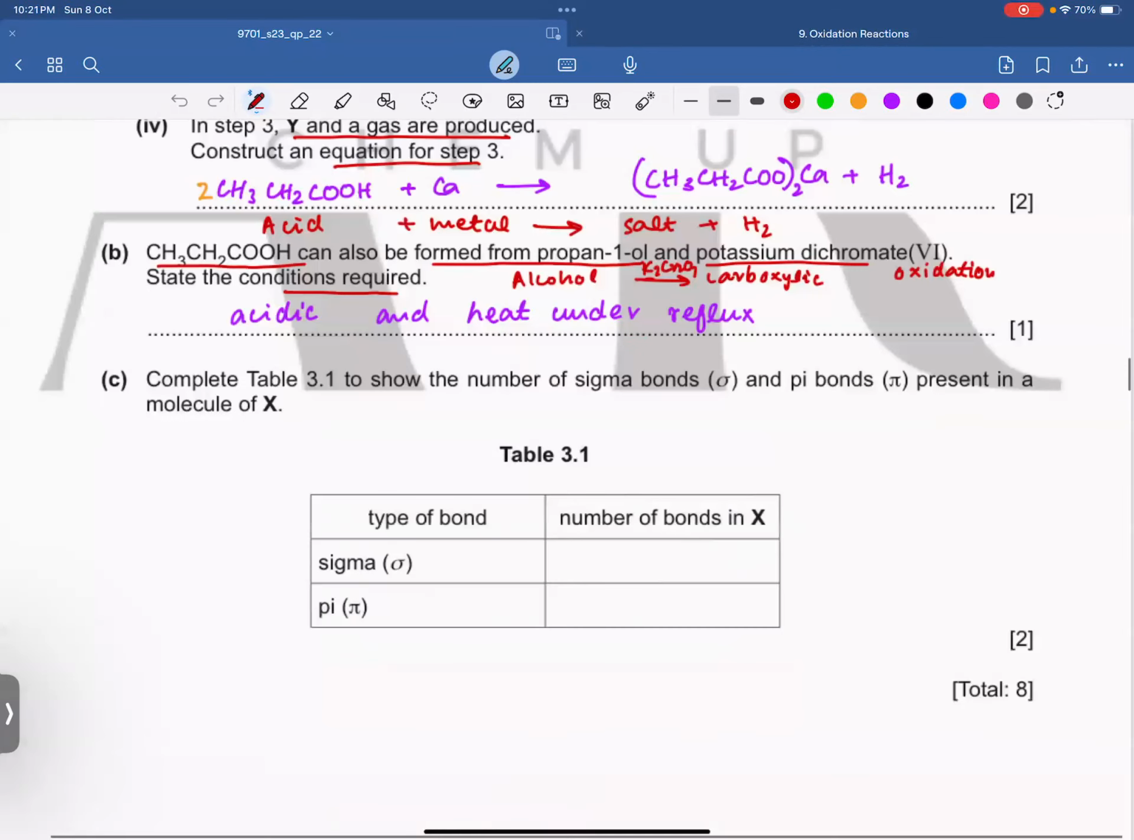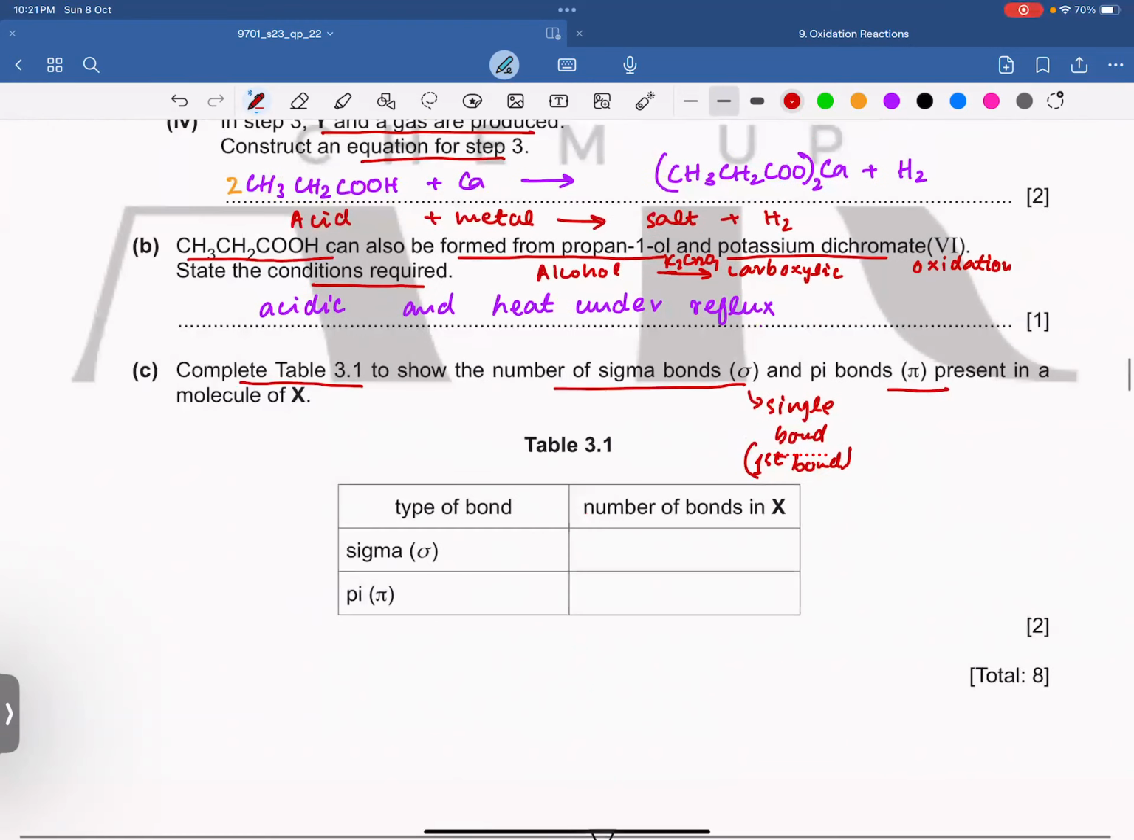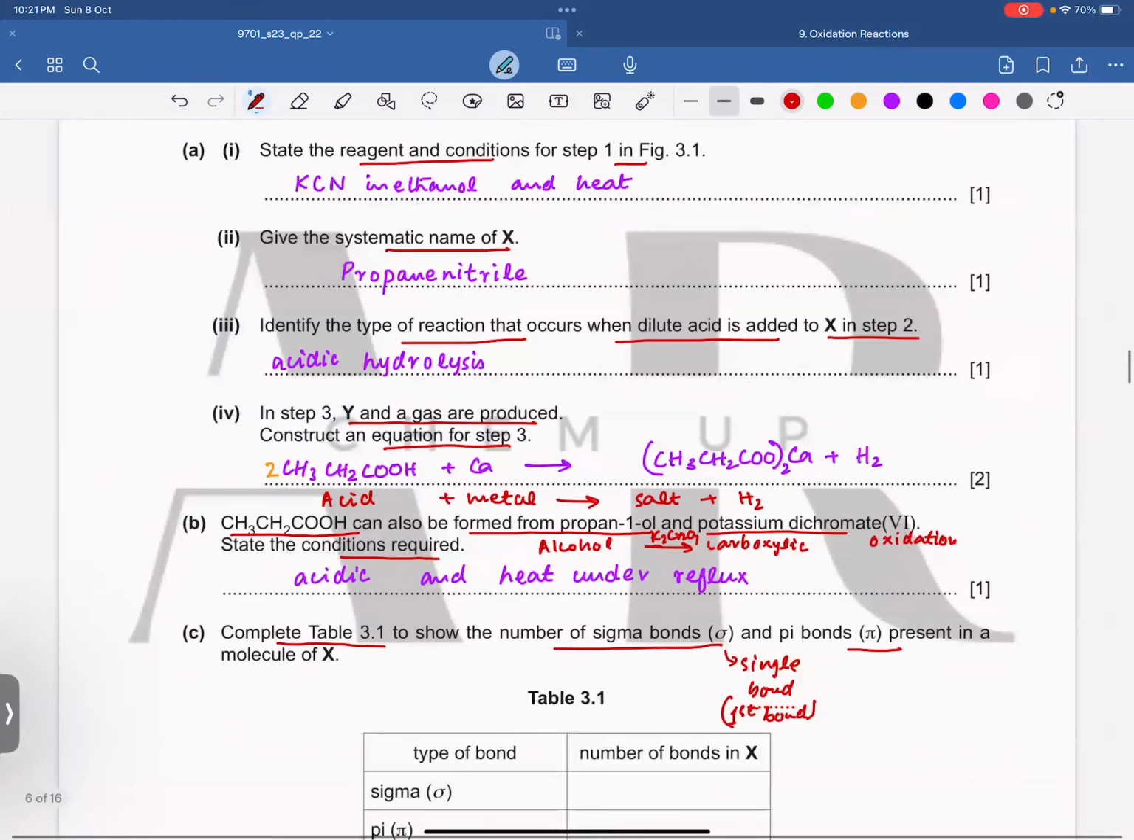Complete table 3.1 to show the number of sigma bonds and pi bonds. So a sigma bond is the single bond, or you can say the first bond between two atoms. And after the first bond, whatever other bonds are made between the two atoms will be considered as pi bonds. So it's an X, right?